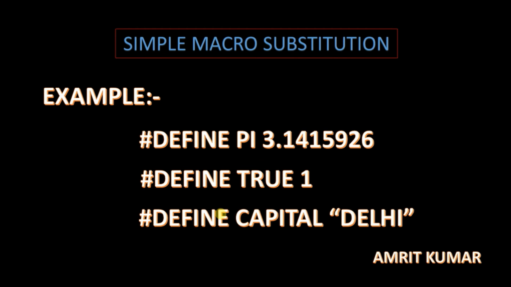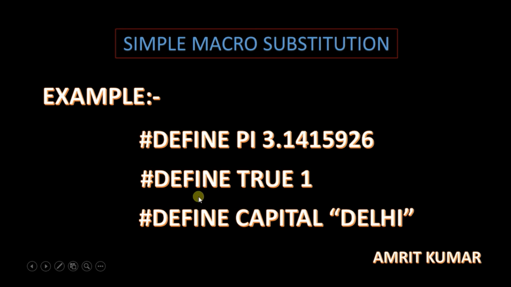So here is the example. We are defining #define PI as the value 3.1415926. Actually, if we write PI in our code or in our program, it means we are writing this value. This is the main work of a macro in C language. Again, you can see this is a simple macro substitution.